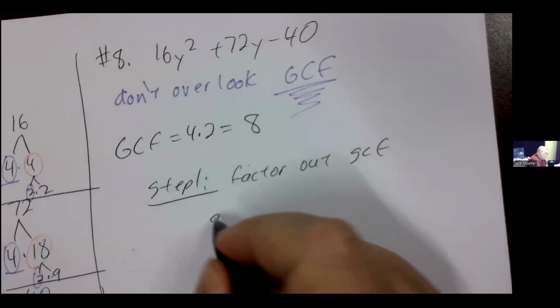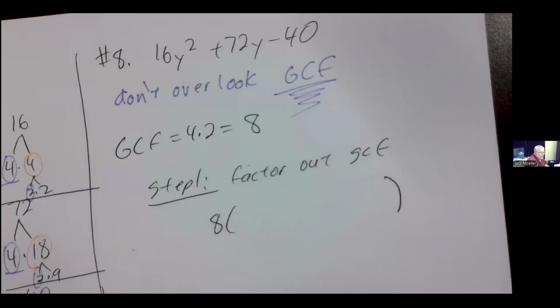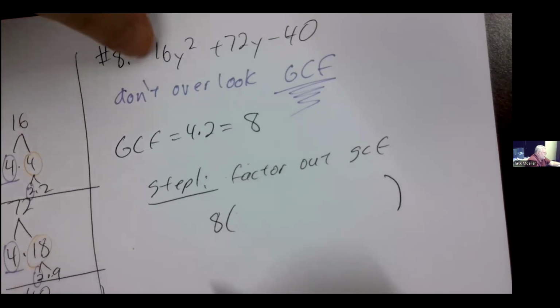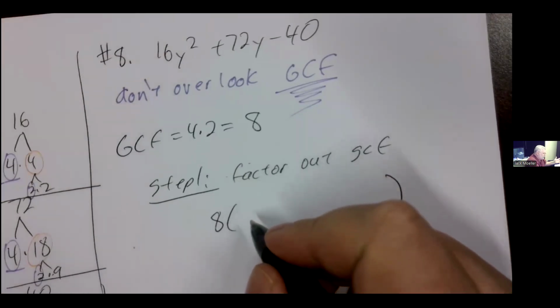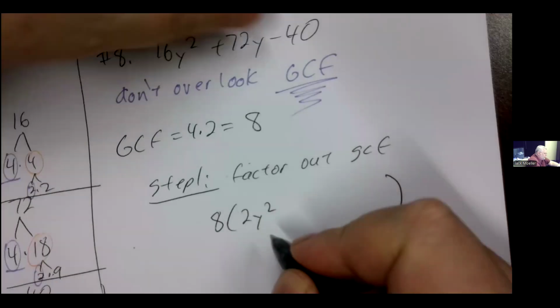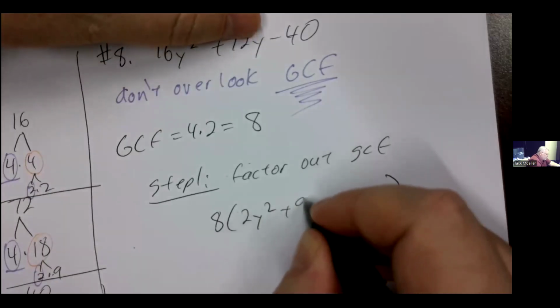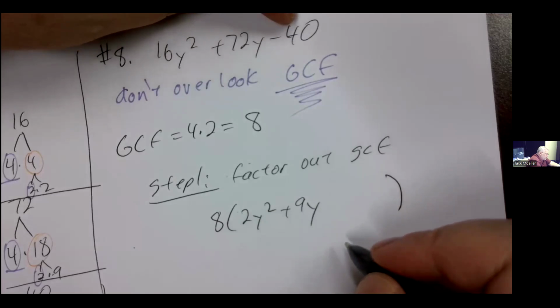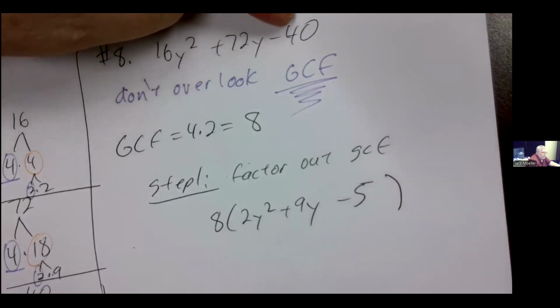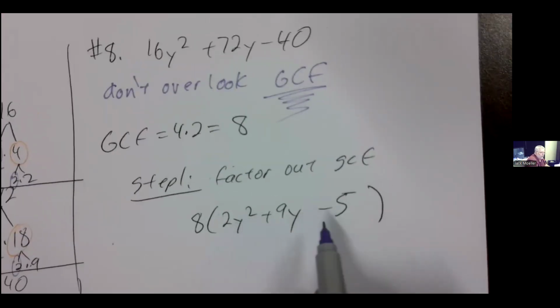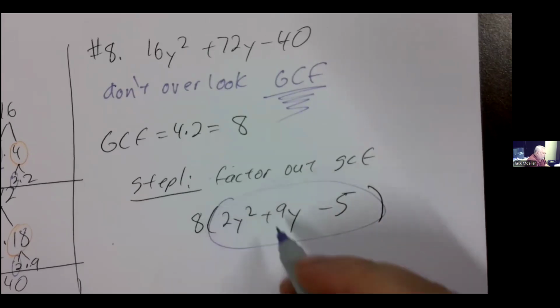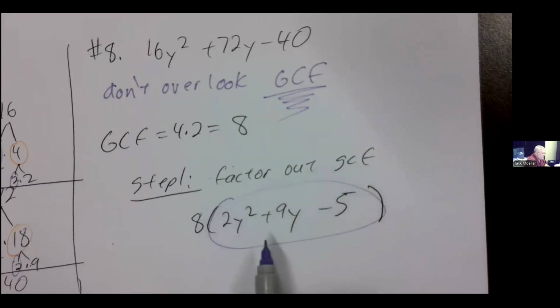So what we're going to do is, we know 8 is the GCF, and so we divide each of these by 8. So 16 divided by 8 is 2y squared. 72 divided by 8 is 9. Negative 40 divided by 8 is minus 5. All right, now notice this is y squared, y, and a number. So this tells us, when you have a trinomial like this and the highest exponent is 2, factor again.